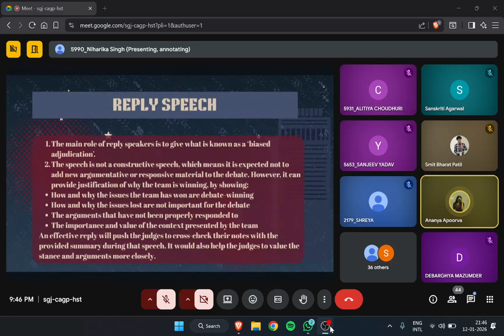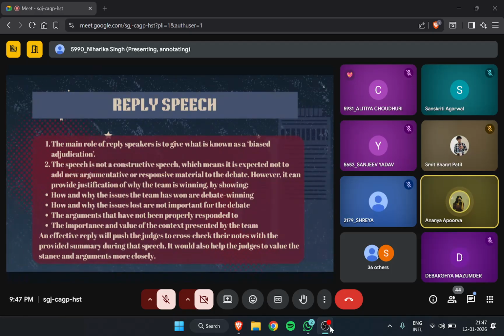A whip speaker can give new rebuttals, new characterization. I think all of that has been very well covered by Sanskriti and Sanjeev. But how a reply speech is inherently different is that a reply speech is like the final stamp that your bench gives on your entire case. There are no new rebuttals, no new points.